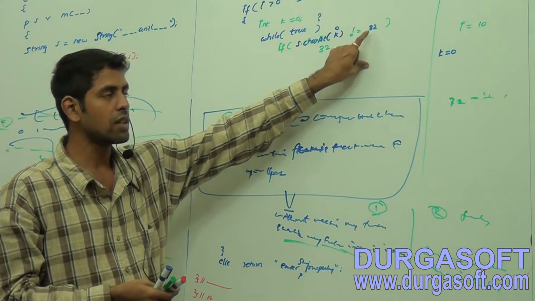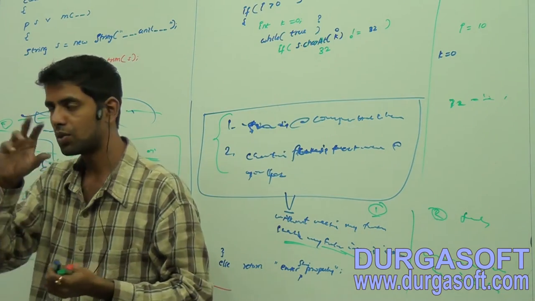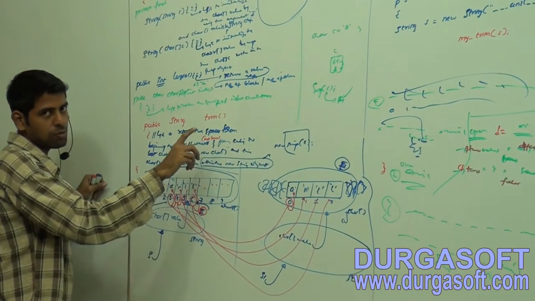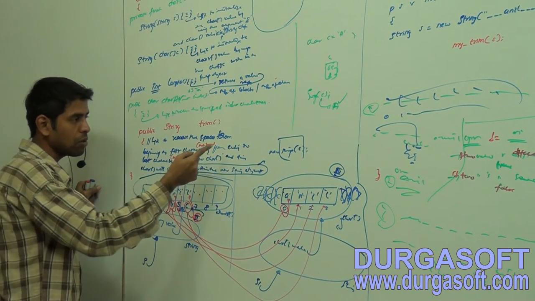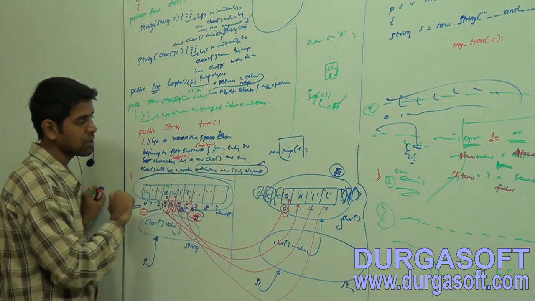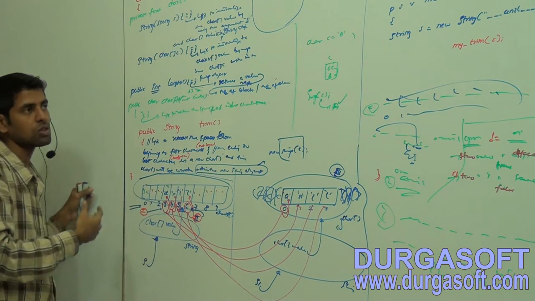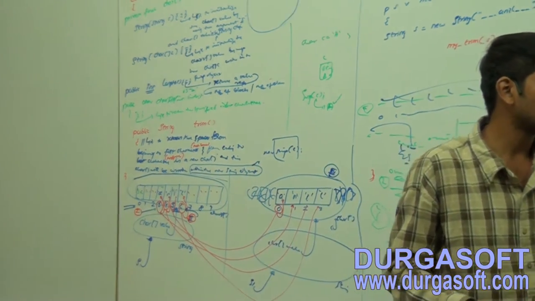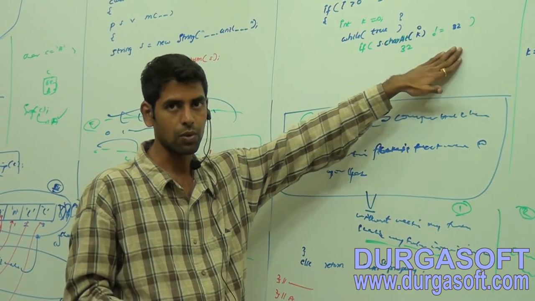Okay, I'm just taking 32 at the right side. Why am I taking 32? I'm sure, observe here. I want to remove the spaces from the beginning to the first character, and I want to remove spaces from the ending to the last character. I'm sure that I want to remove only the spaces. So that's why I have taken 32 here, the space equivalent Unicode value 32.